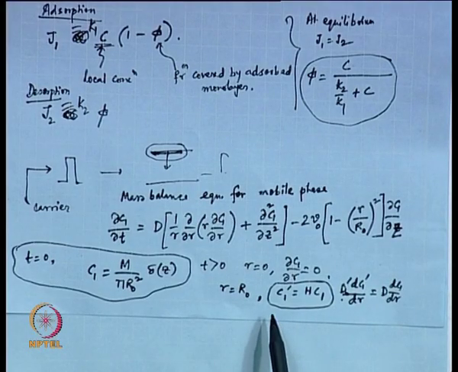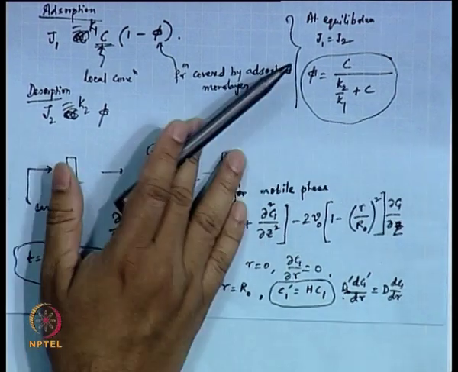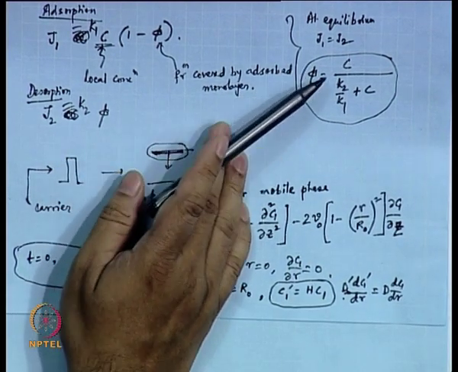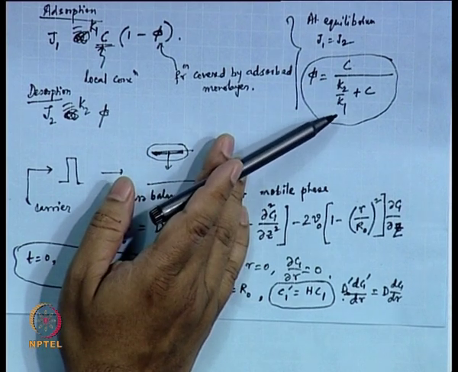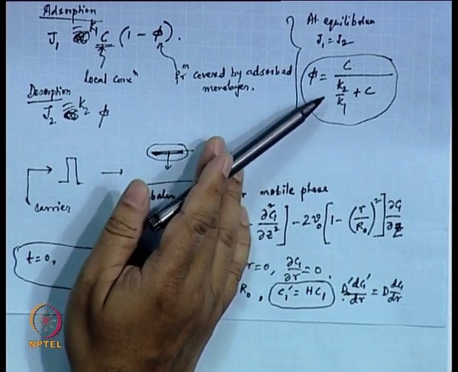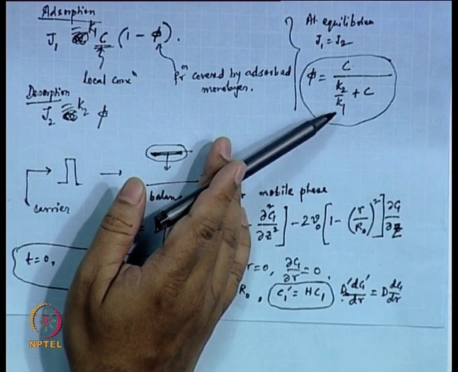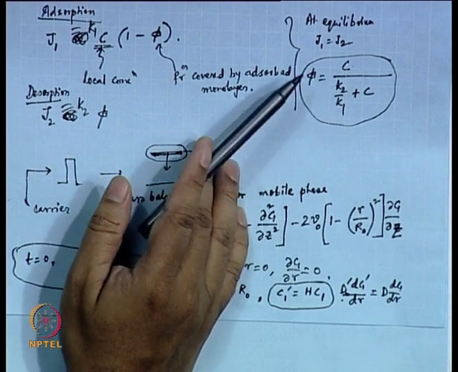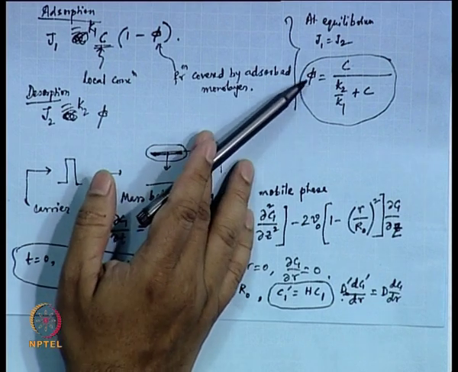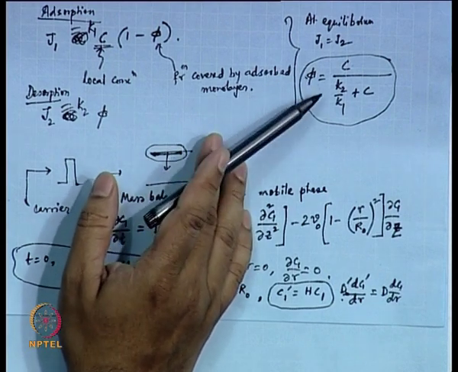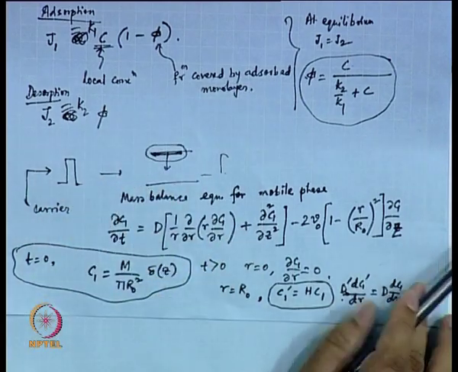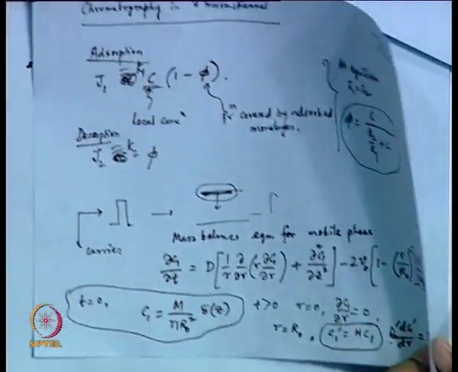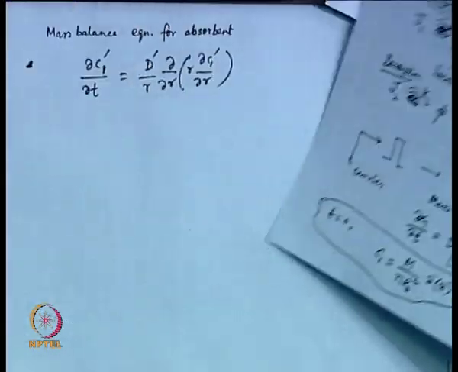Okay. And the reason for this linearity I can see here is that at equilibrium I can have this phi equal to C divided by this quantity. All right. So, depending on these values, you can have the linearity established. Okay. So, this is what you have here.